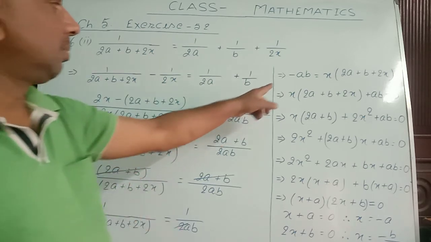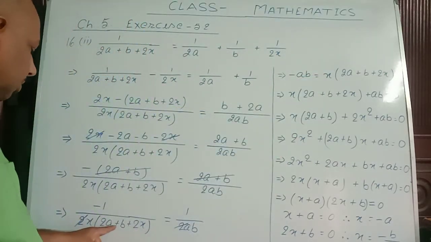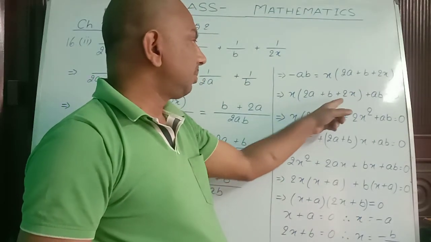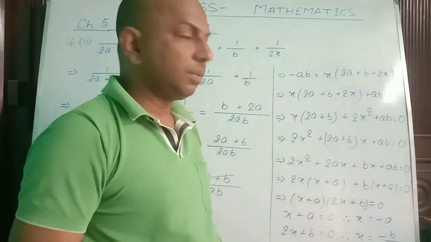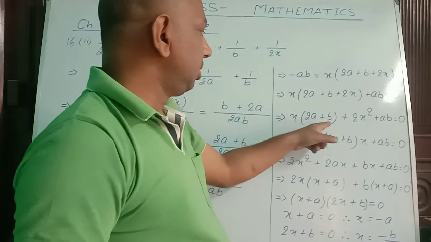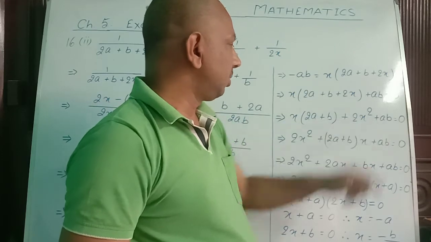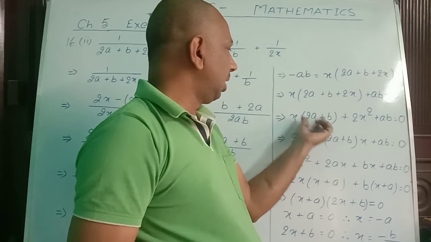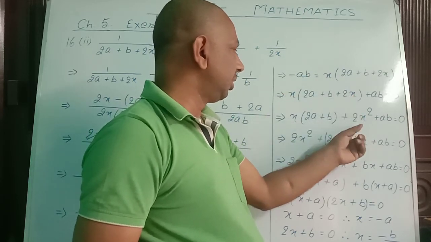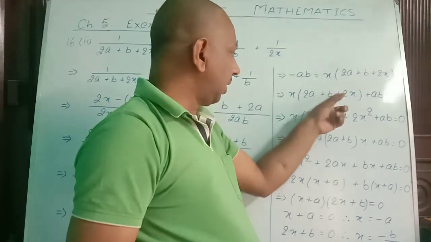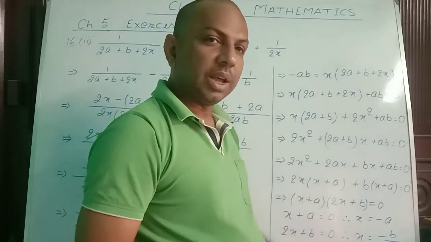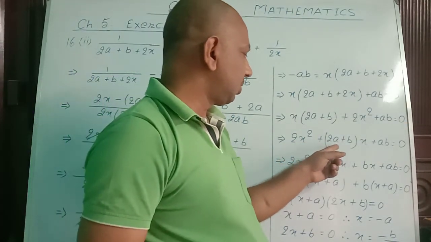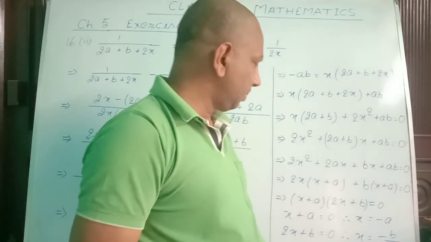ab into minus 1 equal to minus ab equal to x into 2a plus b plus 2x I have written here. Then x into 2a plus b plus 2x plus ab equal to 0. X into 2a plus b plus 2x square plus ab equal to 0. Means what I have done here, these two I have written together, and this I have written with it separately. So x into 2a plus b plus x into 2x, that is 2x square, and plus ab equal to 0. 2x square plus 2a plus b into x plus ab equal to 0.